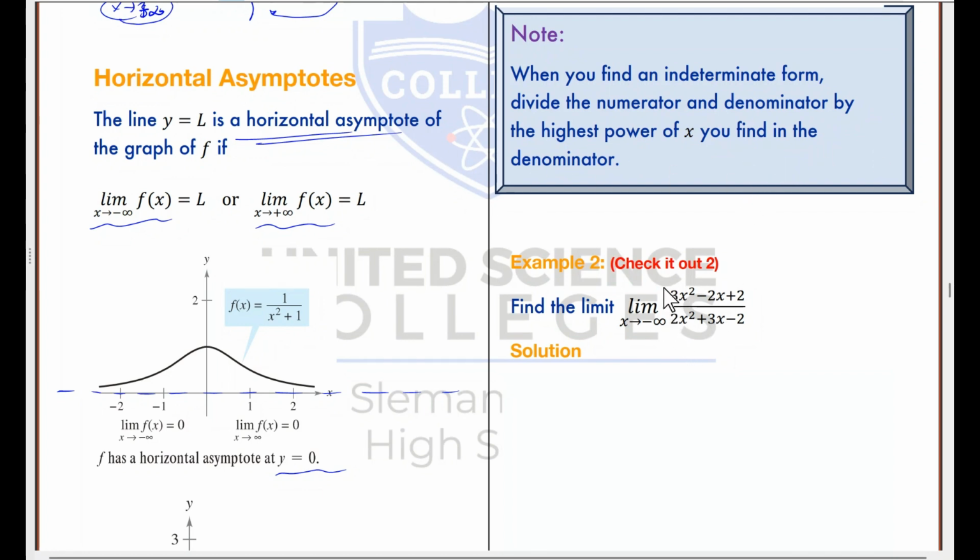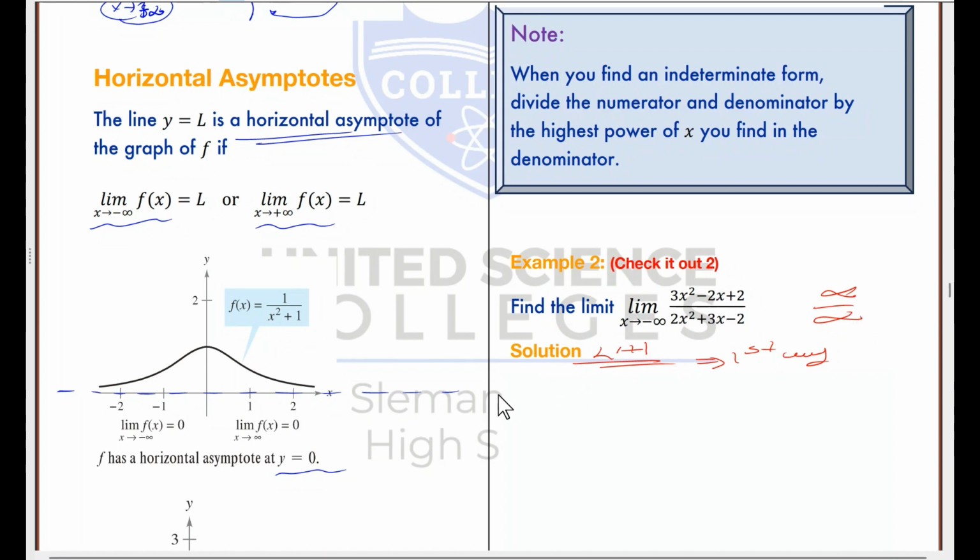We have two ways of solving infinity over infinity or 0 over 0 questions. We either use L'Hopital's as the first way, or divide top and bottom by the highest power of the bottom. Let me apply the first way. This question gives us infinity over infinity.